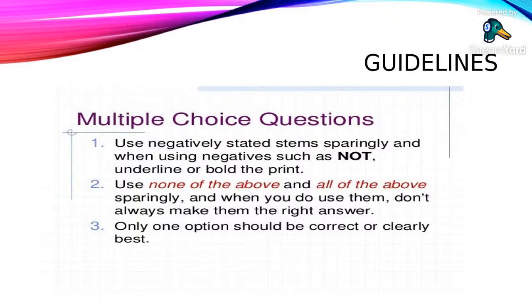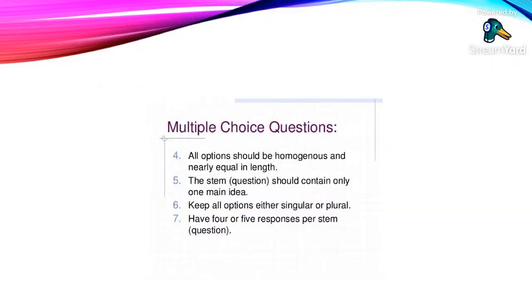Okay, we proceed to the fourth. All options should be homogeneous and nearly equal in length.